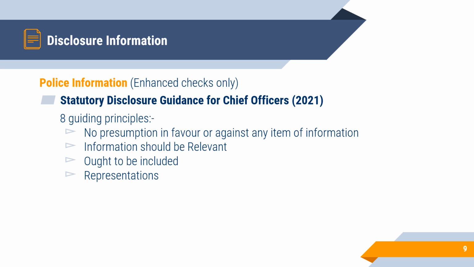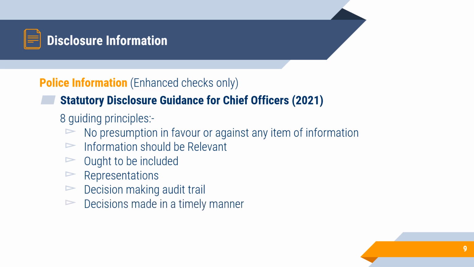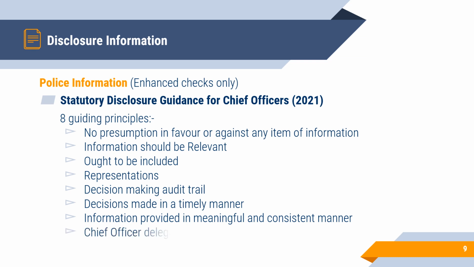The police force can offer representations to the individual to understand their perspective prior to deciding whether to disclose or not. The force must maintain a clear decision-making audit trail. Wherever possible, decisions should be made in a timely manner. Police force information should be provided in a meaningful and consistent manner, and the delegation from the chief officer must be fully documented.